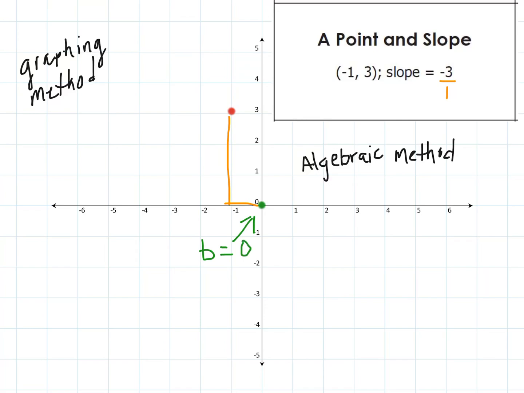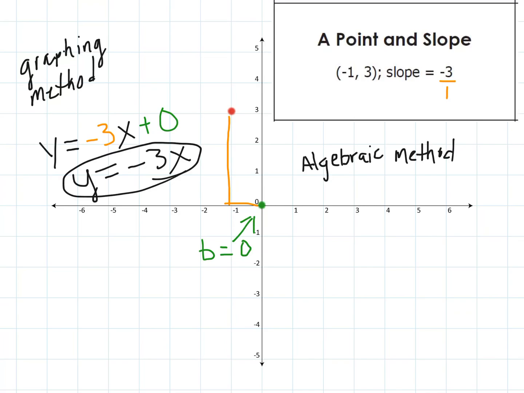All right, so now to write the final equation, I do y equals -3x, and then the plus 0, okay? But then just remember that for your final answer, all you have to do is put y equals -3x, and that's it. Easy breezy doing it on the graph. It's also easy breezy doing the algebraic method.